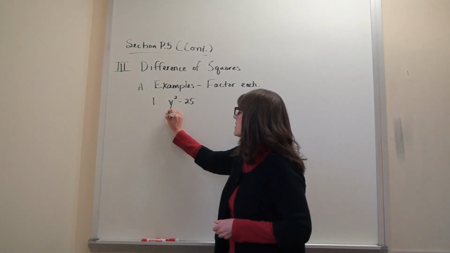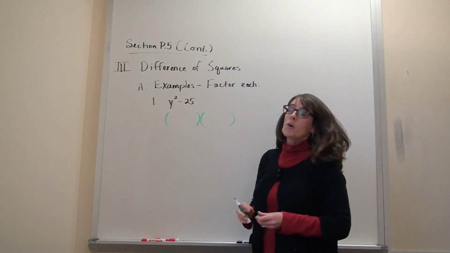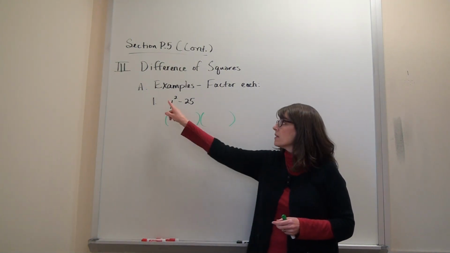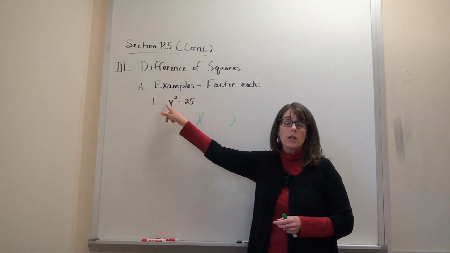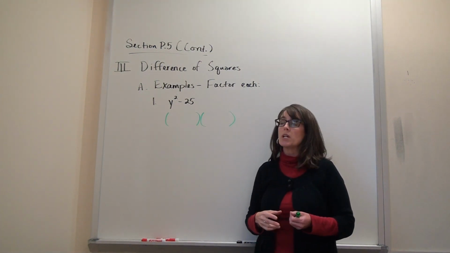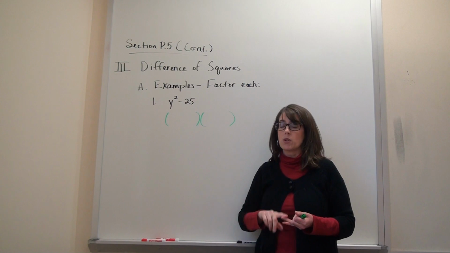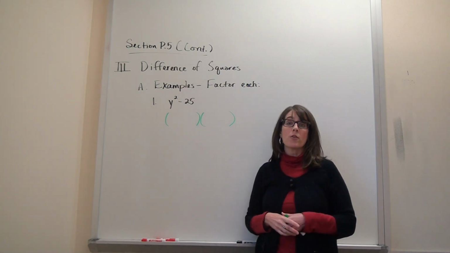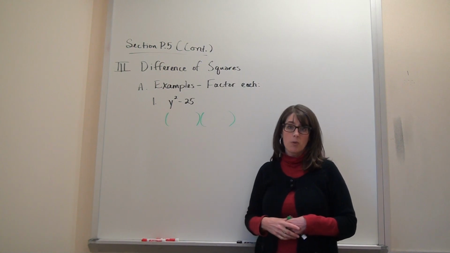Now with this double parentheses, notice that this front coefficient is a 1, and when the leading coefficient is a 1, you don't need to worry about your box method, you don't need to worry about factoring by grouping, slide, divide, and reduce, or any of those other methods. A simple little guess and check will be just fine.